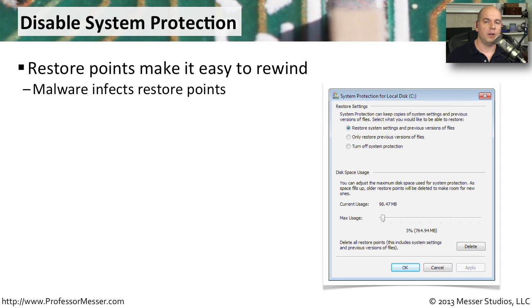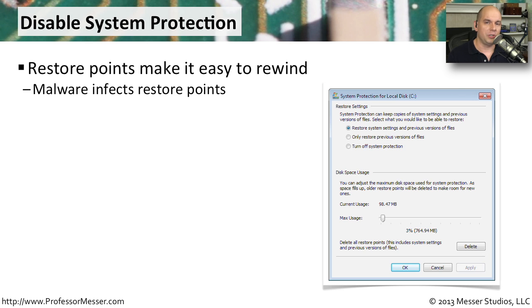In the past, we've talked about using the system restore function in Windows to rewind your system back to a previous configuration. If you've made changes to your system and you're having problems, that's a good way to move back and revert to a previous config. But the bad guys know that you're going to use this to move back to a previous config if you run into a problem, so they're also going to infect all of your restore points.